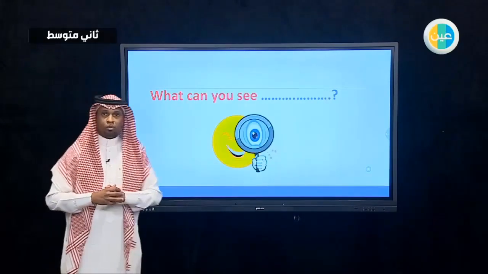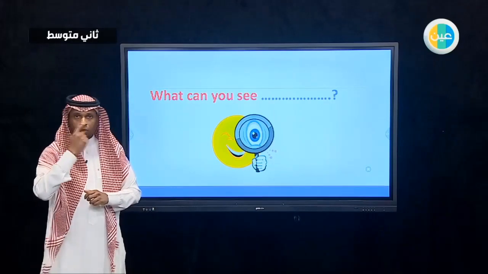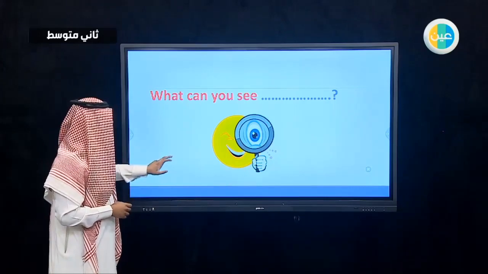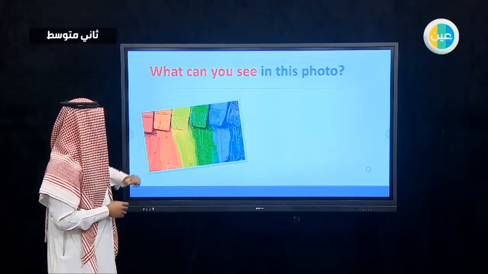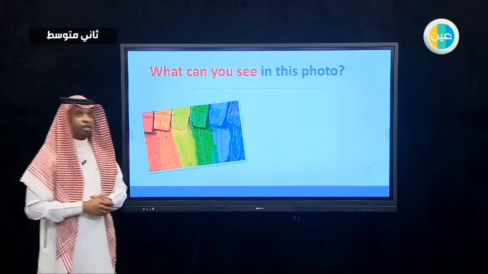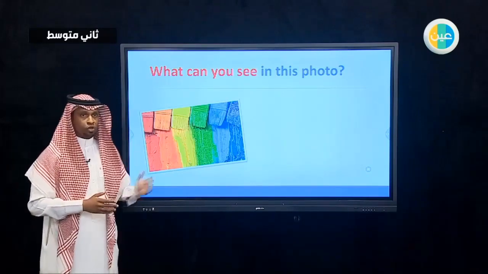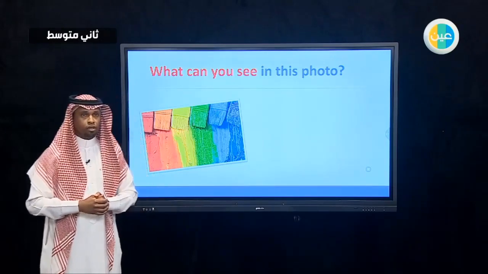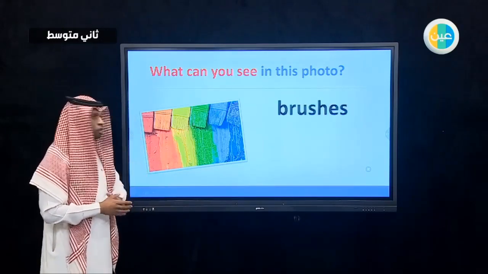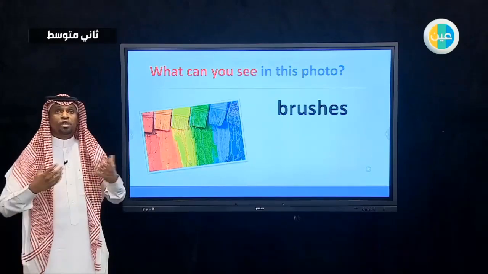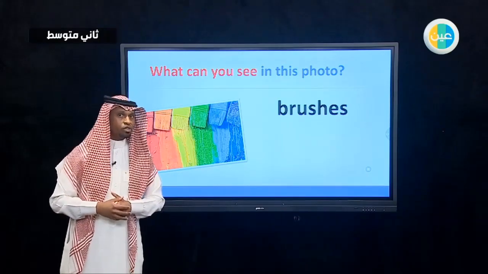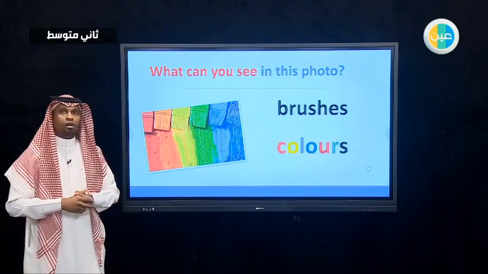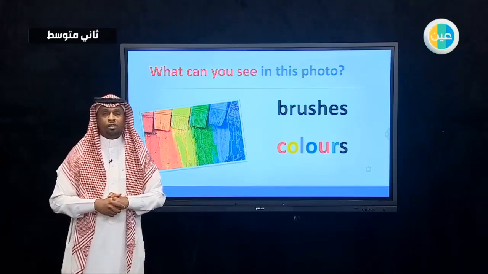And the second question will be, what can you see? Now let's move to the first picture here. What can you see in this photo? Good. Brushes. We have brushes here. Good. What else can you see here? Colors. Good.